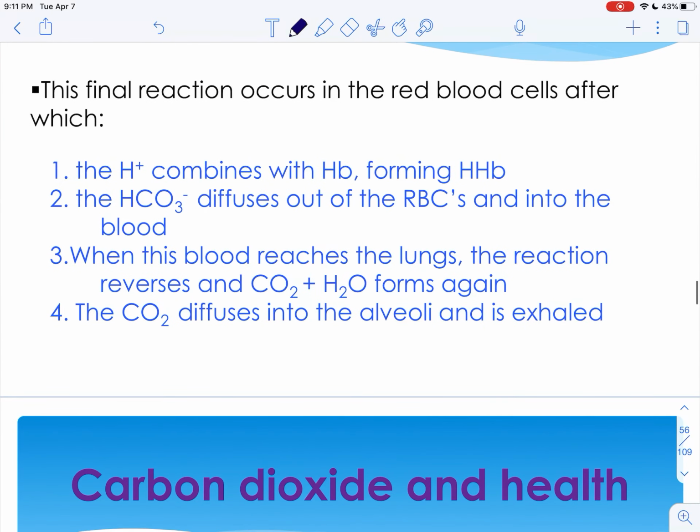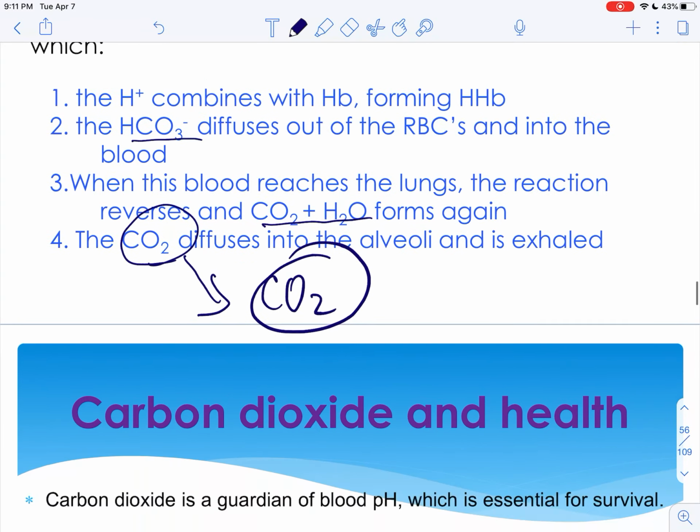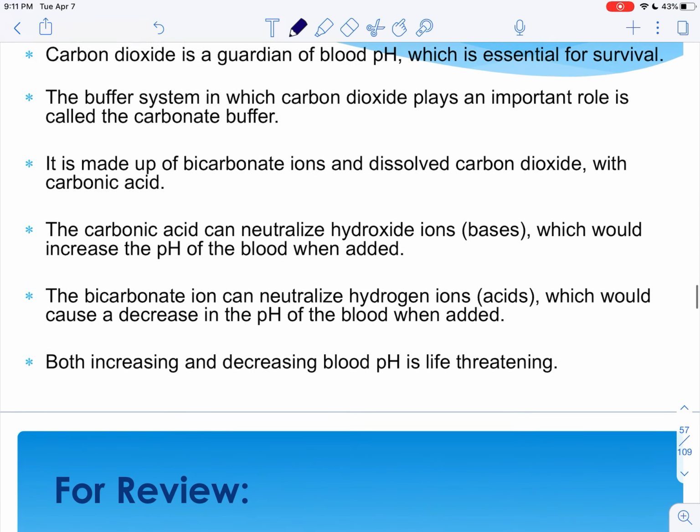This slide is just explaining how when it does reach the lungs, it does turn from bicarbonate ion back to CO2. So what is actually being exhaled from the lungs is the CO2 molecule. So it does end up leaving the body as carbon dioxide.